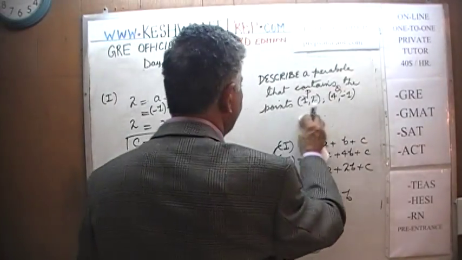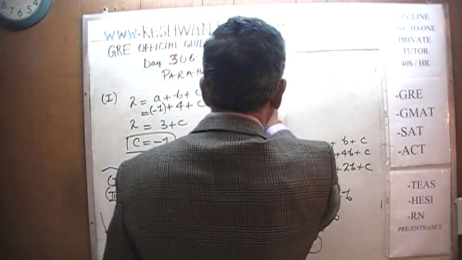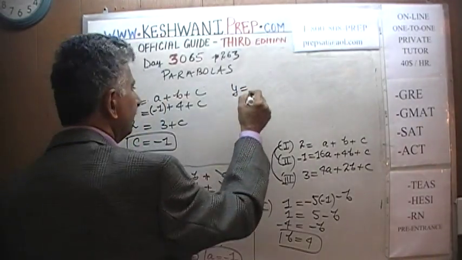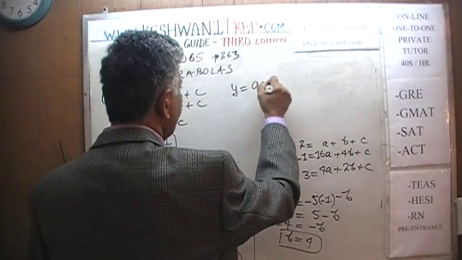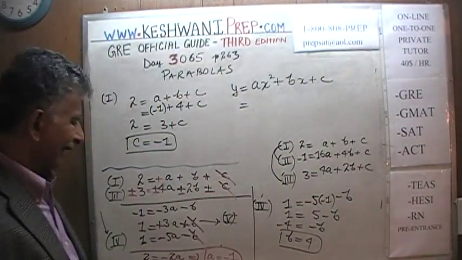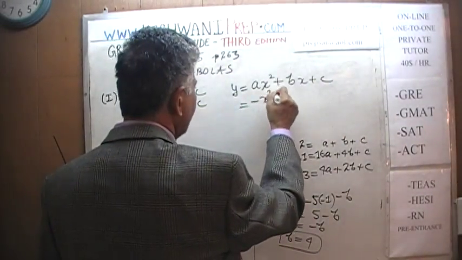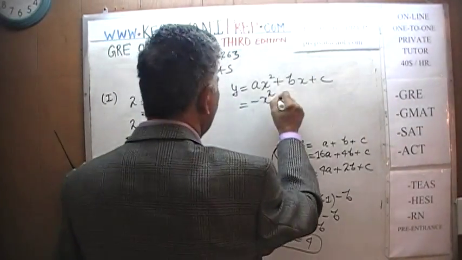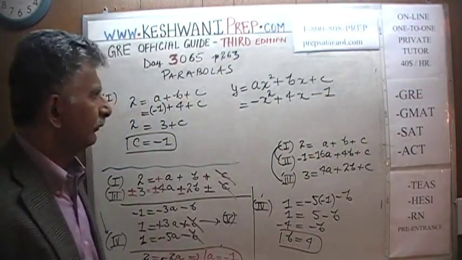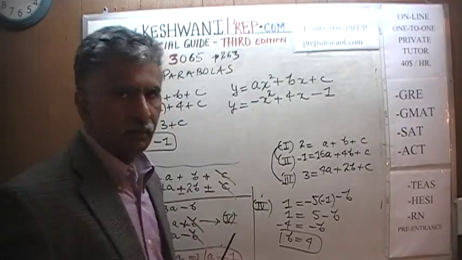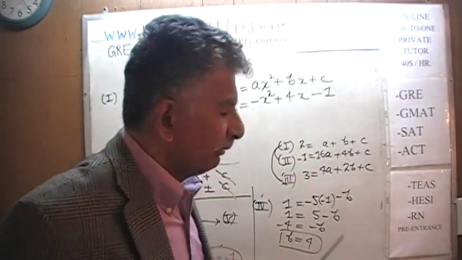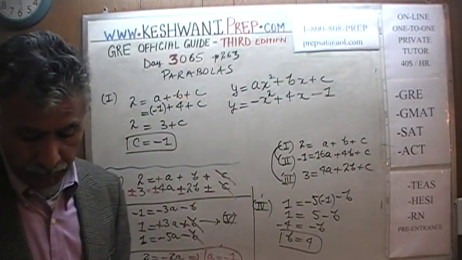Let's put it up here. Our parabola looks something like this. Y is equal to ax squared plus bx plus c. A is negative 1, so it's negative x squared. B is positive 4x, and c is negative 1. That's our Y. No. Here's what we need to do next. We're not done yet. We still have to cook it some more. That doesn't tell us anything at all. We have to cook it more.